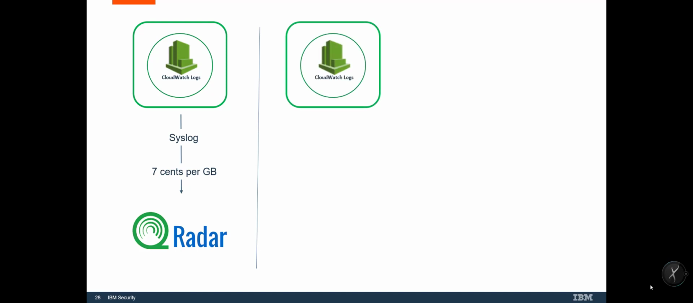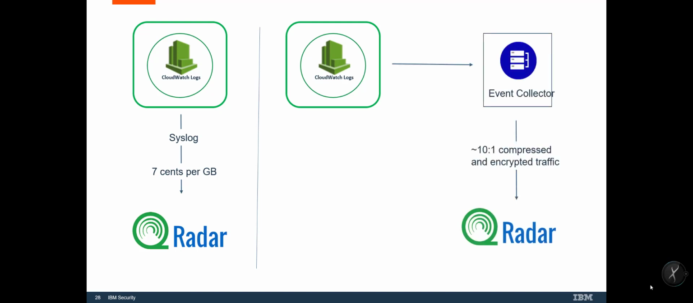There are times where you're getting a lot of data out of your CloudWatch, right? So in those cases, to get it to your QRadar, we will take an event collector and we will put that up inside your AWS.